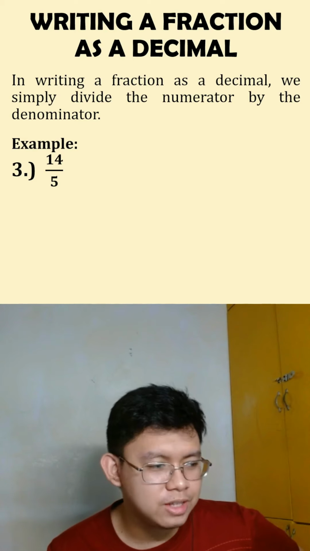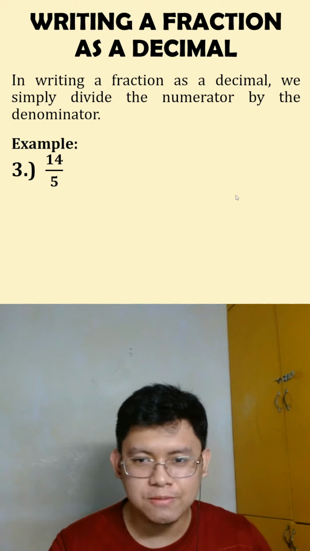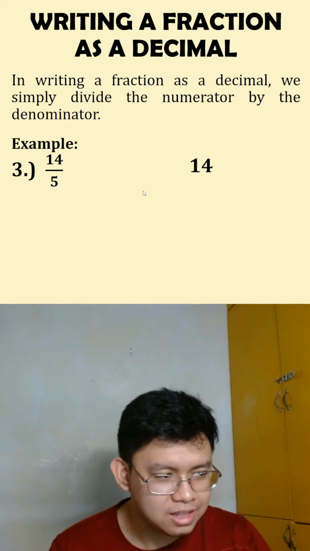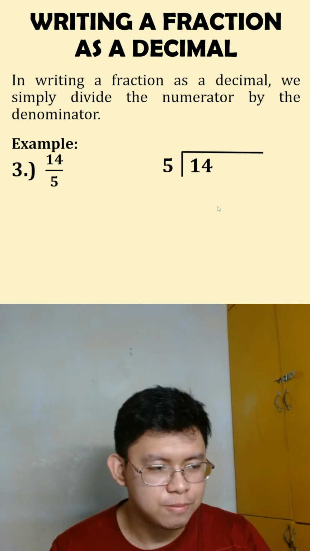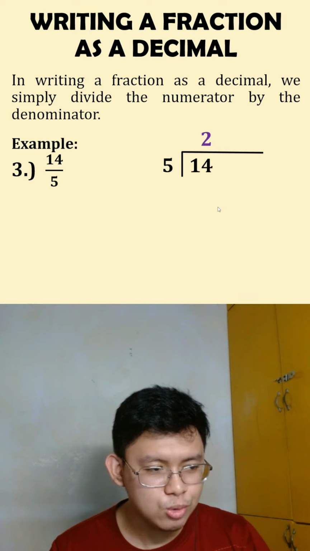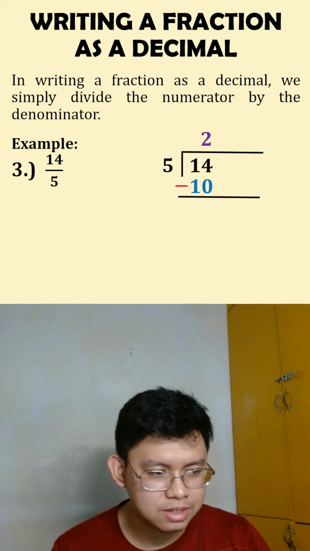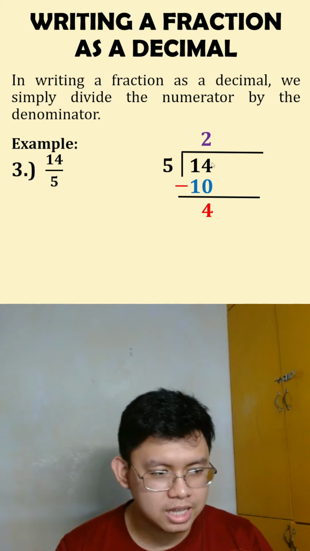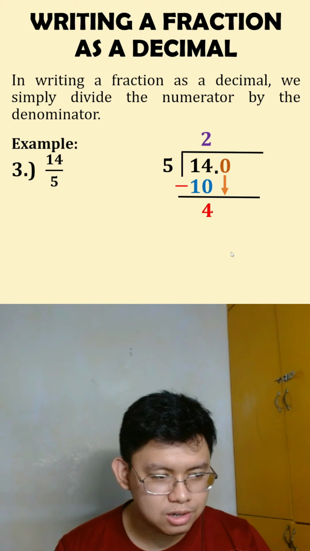Let's convert 14 over 5 into decimal. So, first, let's divide the numerator by our denominator. So, 14 divided by 5. So, 14 divided by 5, that will be 2. So, 2 times 5 is 10. So, subtract natin. That will give us 4. So, now, maglagay tayo ng decimal point dito. Tapos, create tayo ng 0. So, bring down 0 tayo.